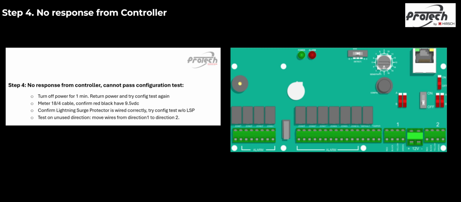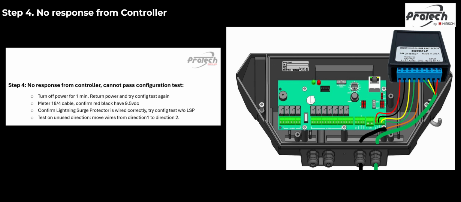Step 4. No response from controller, cannot pass configuration test. Turn off the power for 1 minute. Return power and try configuration test again. Meter the 18.4 cable. Confirm red and black wires have at least 9.5 volts DC. Confirm lightning surge protector is wired correctly. Try configuration test without lightning surge protector.